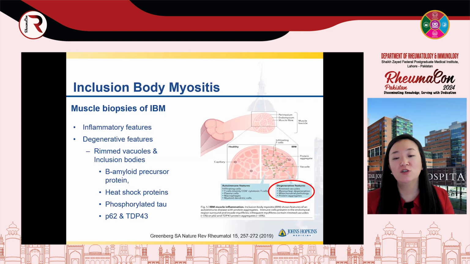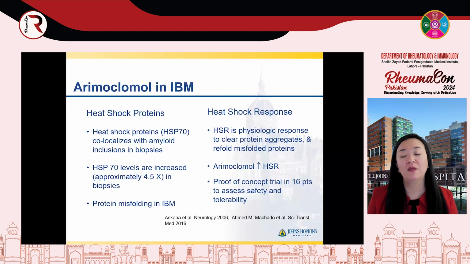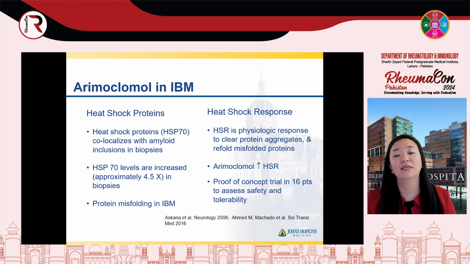The degenerative features we see on muscle biopsy are these rimmed vacuoles, mitochondrial pathology, and protein aggregates. As you can see here, all these protein aggregates. And the thought is, well, why don't we remove those protein aggregates and see if this helps and improves patients' muscle strength with IBM. So one of them was actually arimoclomol in inclusion body myositis.